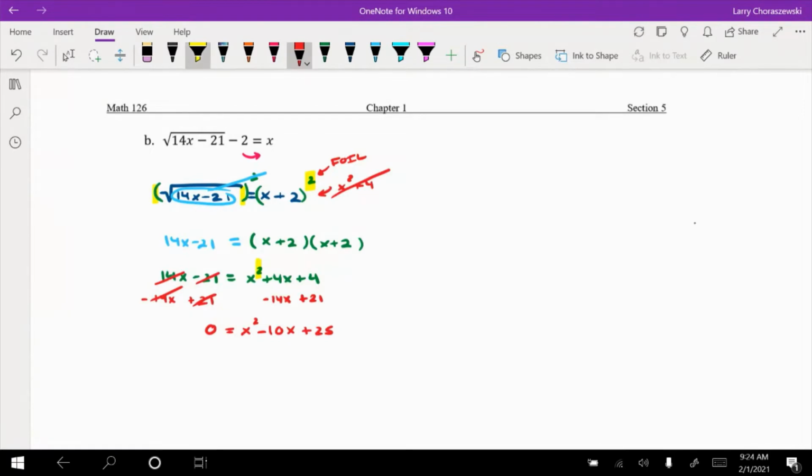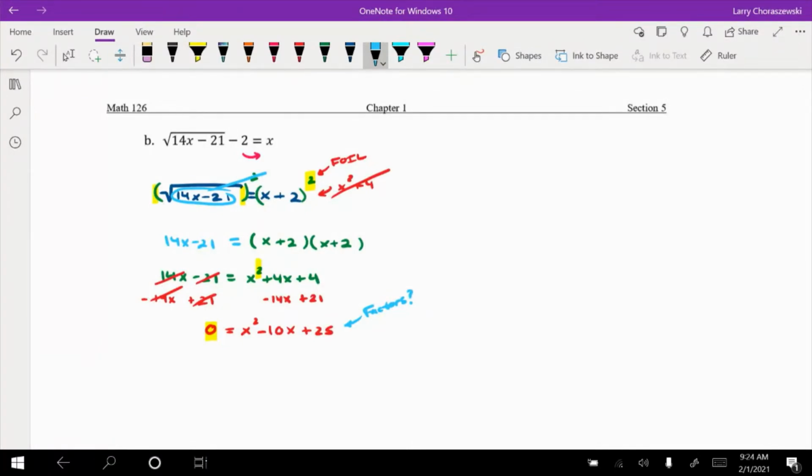So the reason why I want one side 0 is just in case the quadratic expression on the right factors. If that quadratic expression factors, that's going to be your quickest way of solving for x. If it doesn't factor, then you'll want to use the quadratic formula. But what do you guys think about x squared minus 10x plus 25?